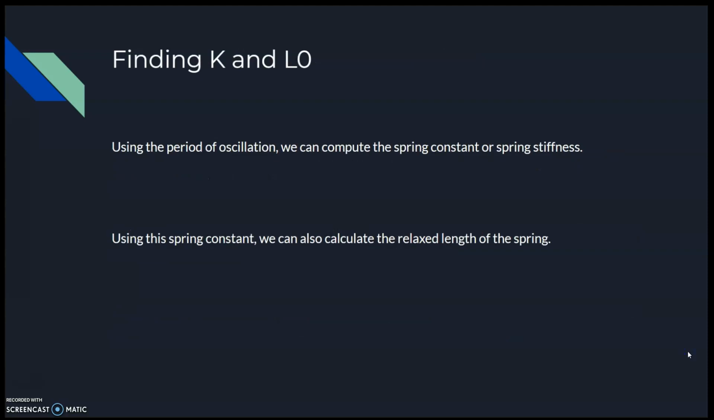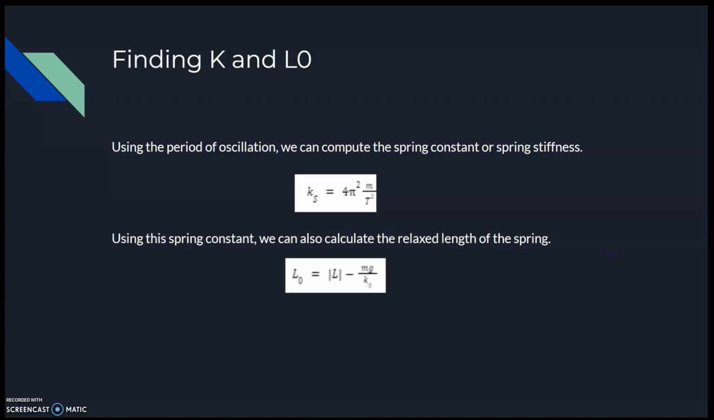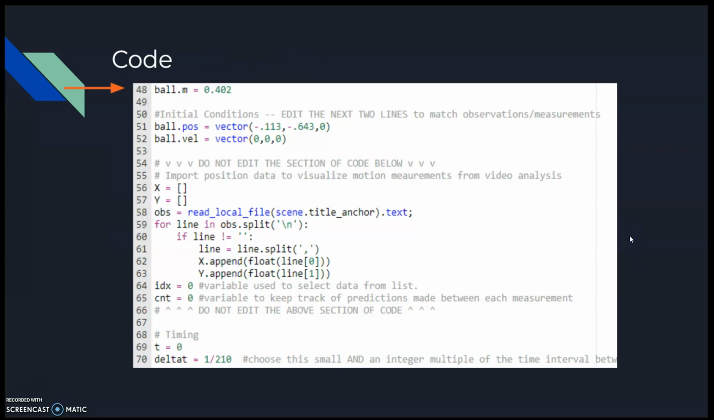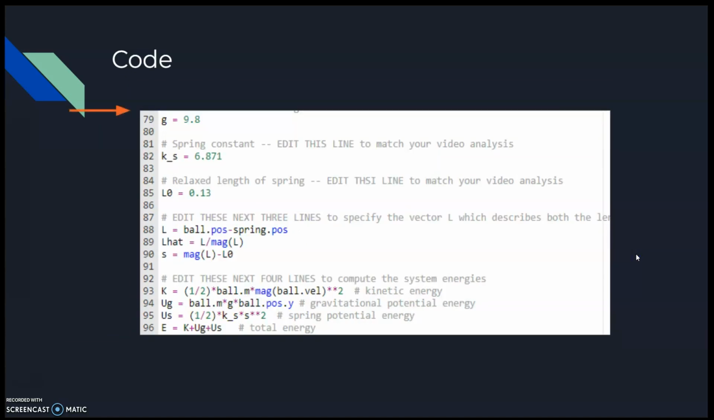So finding k and the relaxed length, I used this equation to calculate the spring constant, or the spring stiffness, and I used this equation to calculate the relaxed length. Now into my code. First, I set the mass of my ball, its initial position, which I got from Tracker. Initial velocity was at rest, and then we started at time 0 with that time step. Next, I set gravity. It's 9.8, always is, on Earth. Then we have the spring constant, which I showed you the equation for a moment ago. Same thing with the relaxed length.